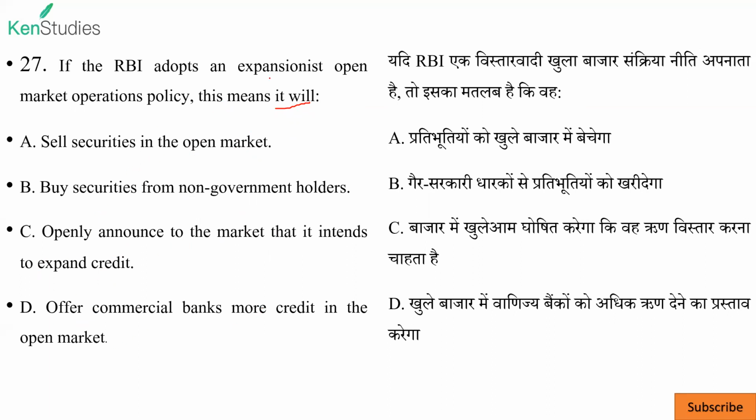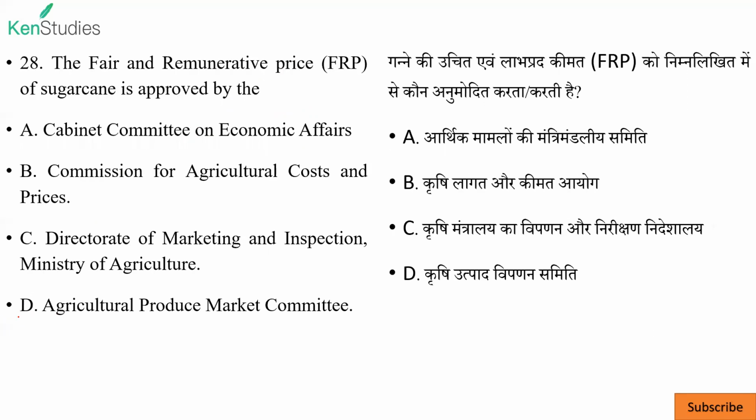Now, out of all these things, if it is expansionist open market, that means it offers commercial bank more credit in the open market. So the commercial bank will have more credit in the market so that the commercial bank can lend more money. Okay, so D is the correct answer. Now it is fair and remunerative prices, FRP of sugarcane. Actually, it is recommended by CACP, but it is approved by Cabinet Committee on Economic Affairs. So CACP is recommending, but finally approving is Cabinet Committee on Economic Affairs. So it is the A.